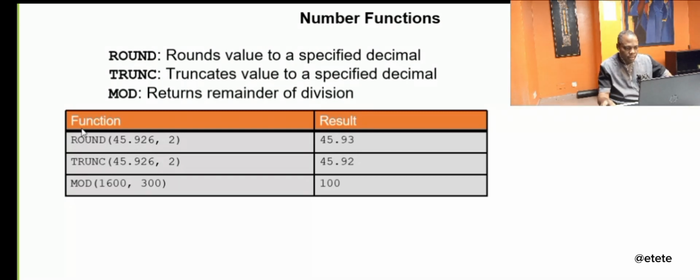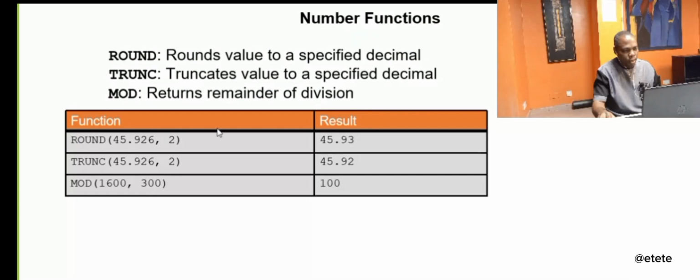Now, when you look at this diagram here, you can see round is a function. When you call the function round and you supply arguments to it, the answer will be this. When you call this function trunc and you supply this argument to it, the answer will be this. Mode will return the remainder of the two arguments that you supply. So if you look at this argument, you have 1,600 and then you have 300. Mode will simply return the remainder. That is 1,600 divided by 300. The remainder will be 100. So that is what is returned.